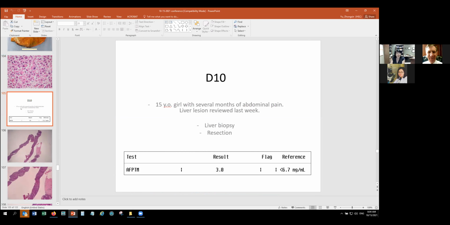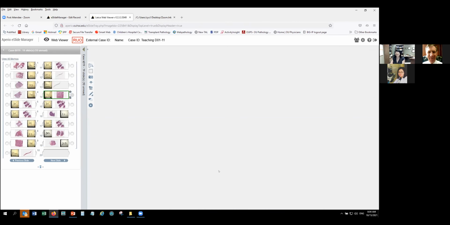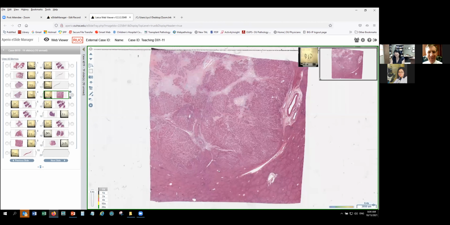Next one, D10, similar to this case, I'll just quickly show you. I don't know, can we run or not now? D10, okay. Same diagnosis, just this one is more obvious, because the last one did not have much fibrosis.